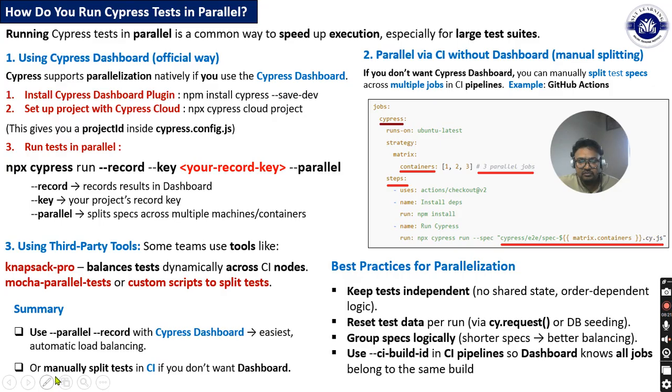But you can still manually split tests in CI. If you do not want to use the dashboard, you can just use the containers, and you can apply the syntax in your GitHub Actions or Jenkinsfiles or anything. You can easily find it on Google: what is the syntax of the Jenkinsfile for Cypress parallel testing? It will give you that information. But for interview purposes, this is more than enough information for you to answer the question of how you do parallel testing in Cypress, guys.